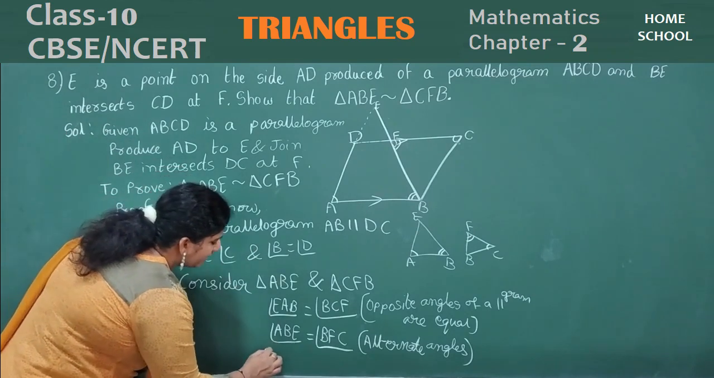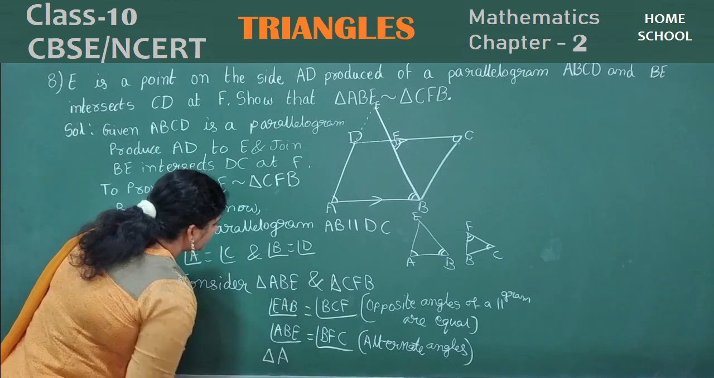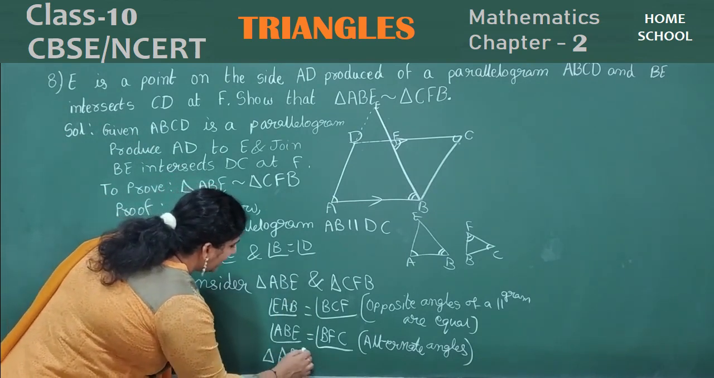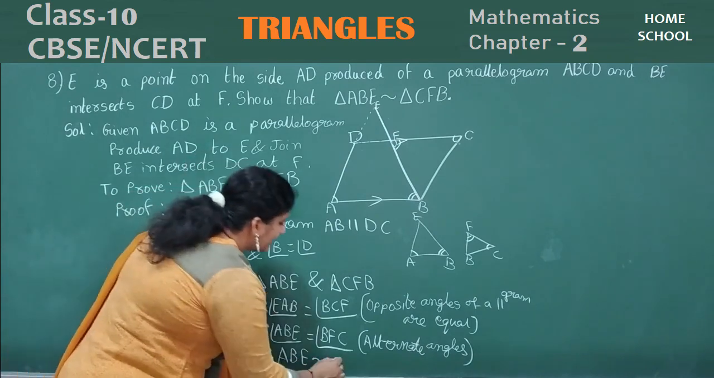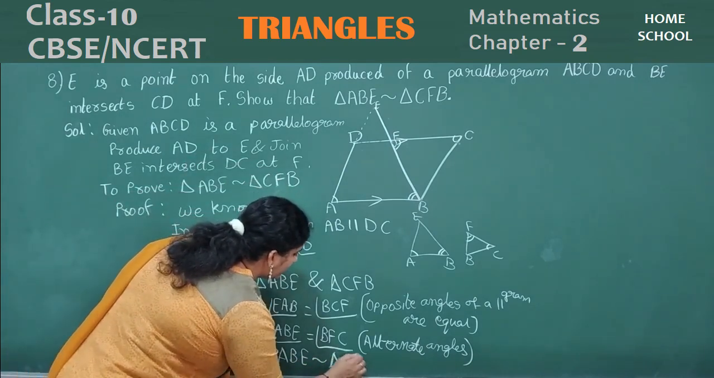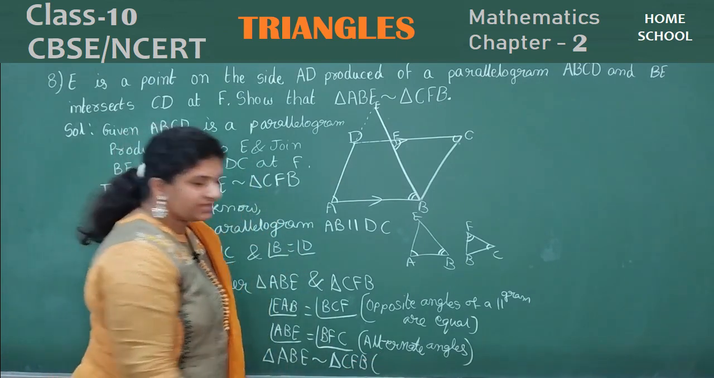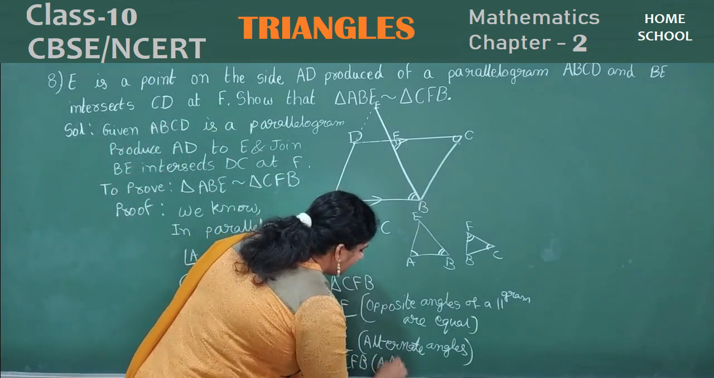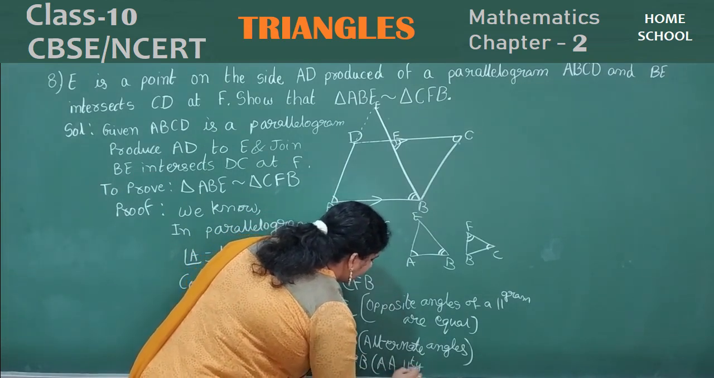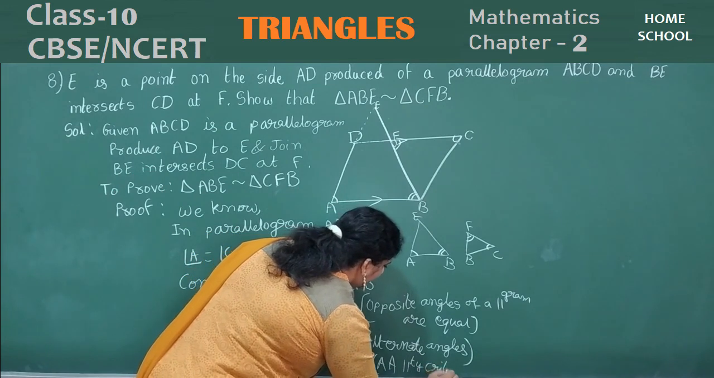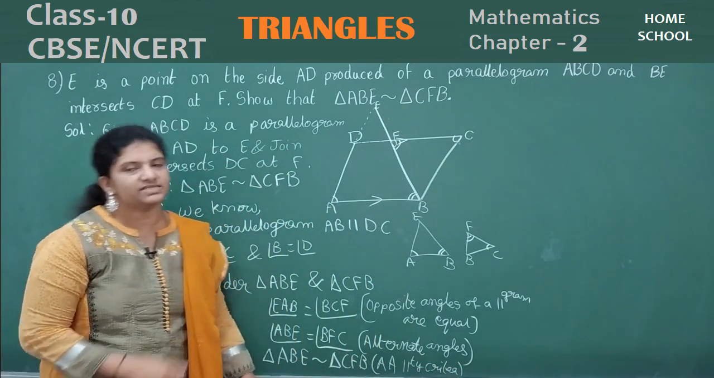What can you say here? What is the triangle we have taken? Triangle ABE. Now write with a symbol. Triangle ABE is similar to triangle CFB. By what? How are we saying this, children? By angle similarity criteria, I can say that these two triangles are similar.